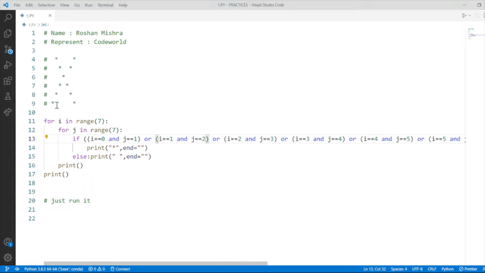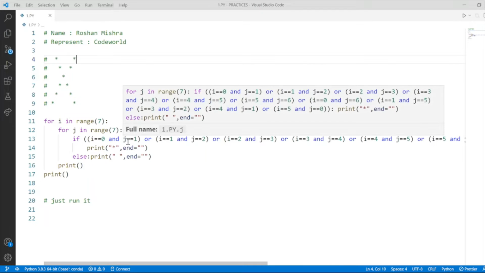So let's start. First of all, let's count the rows and columns. So this is our first row, second row, third row, fourth row, fifth row, and sixth row, and seventh row we have taken. I means row and J means column. Okay. So we have taken 7 rows and 7 columns. Columns means this. This is first column. This is second, third, fourth, fifth, sixth. Okay. So 7 columns we have taken.